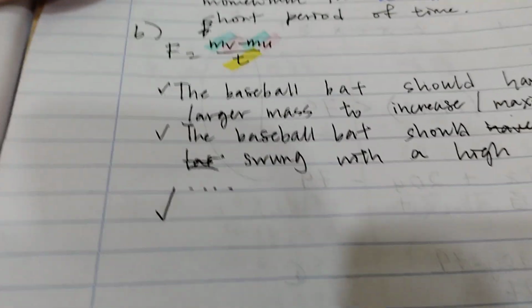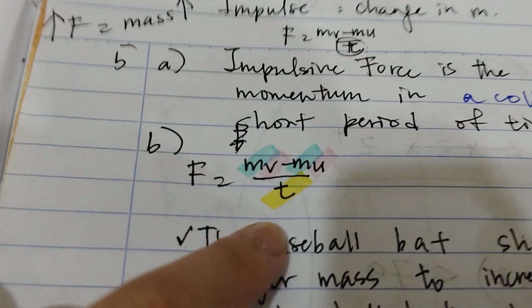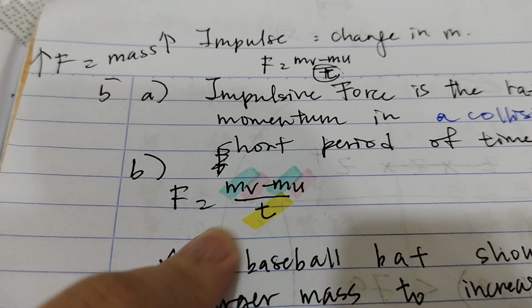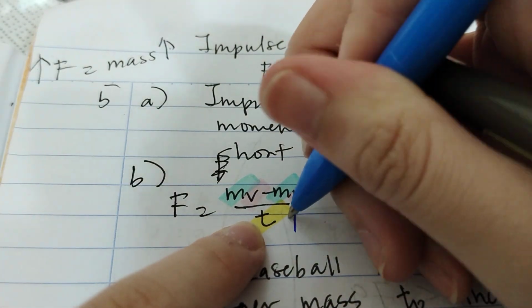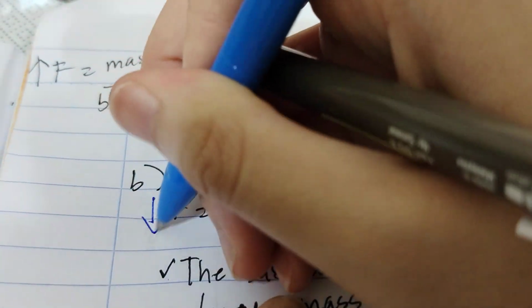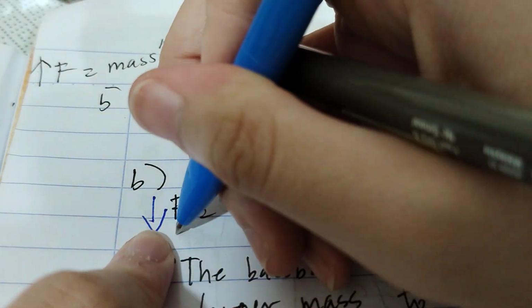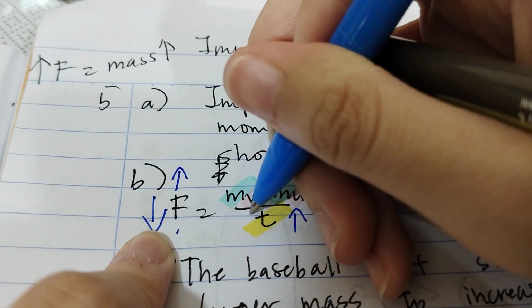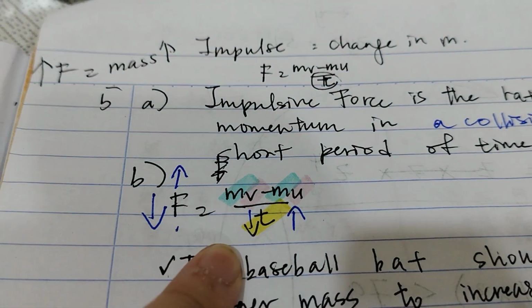In order to, okay, finally we have time. Time is a little bit different because, as you can see here, time is actually inversely proportional. That means if we increase time, we're actually decreasing the force. Since we don't want that, we want this to increase, we need time to decrease. How do you make time decrease?